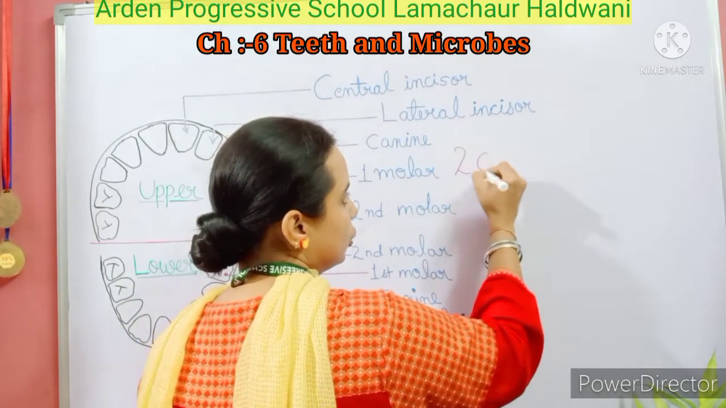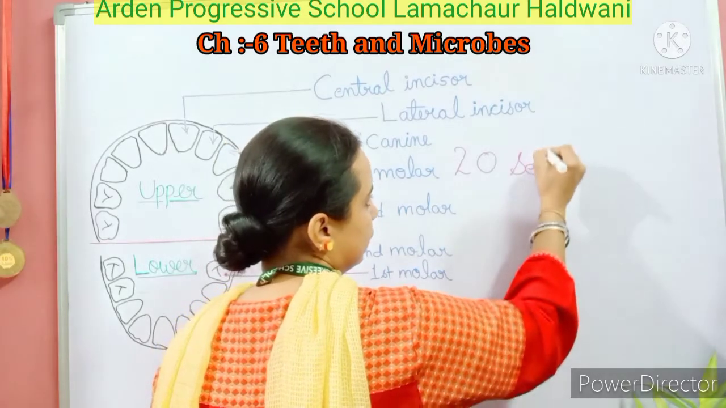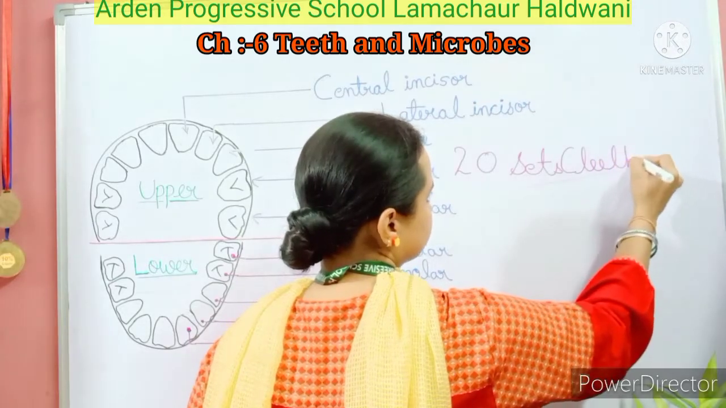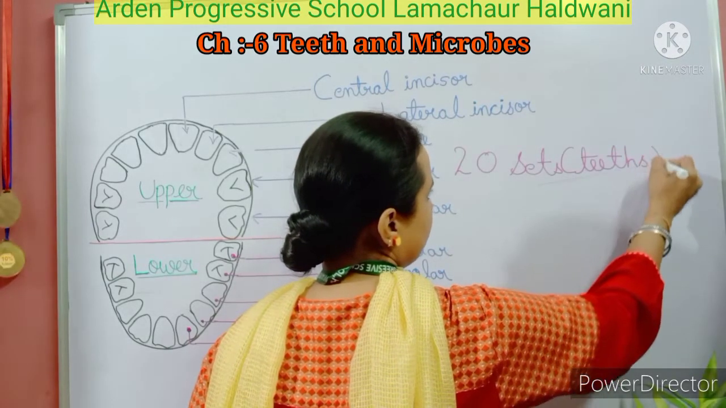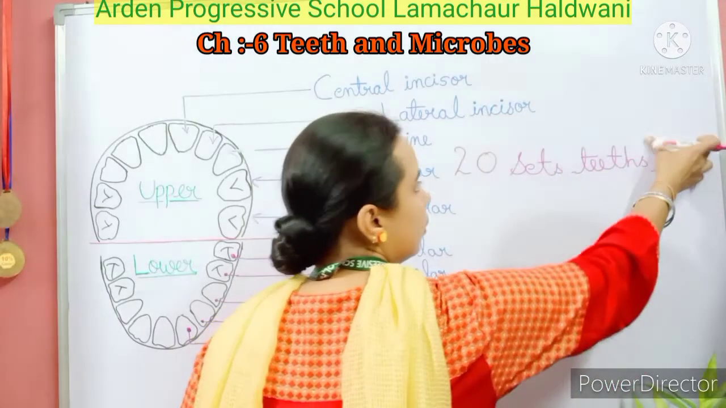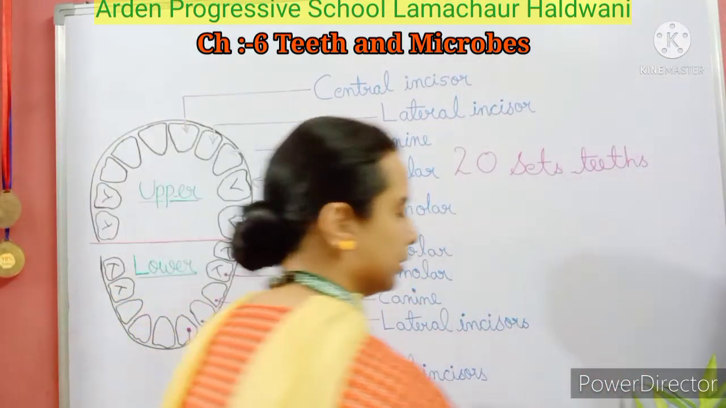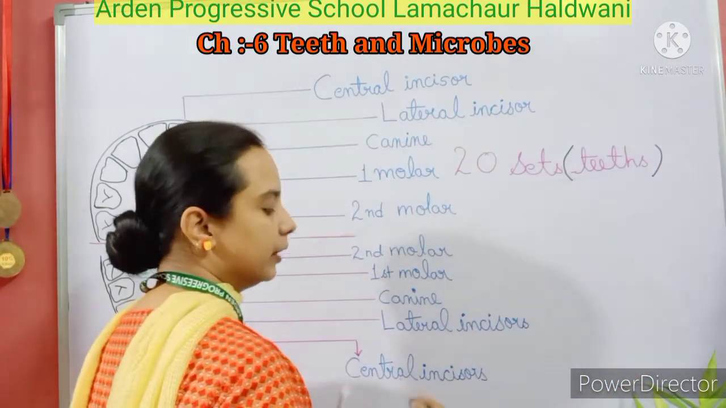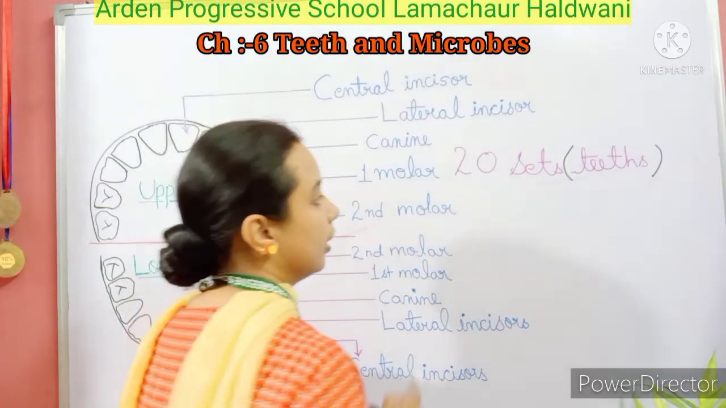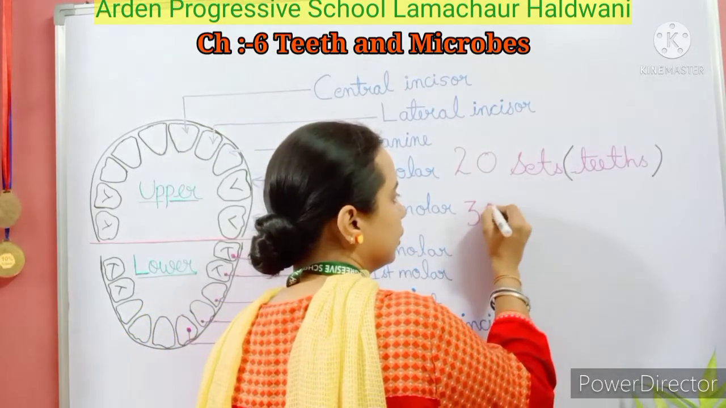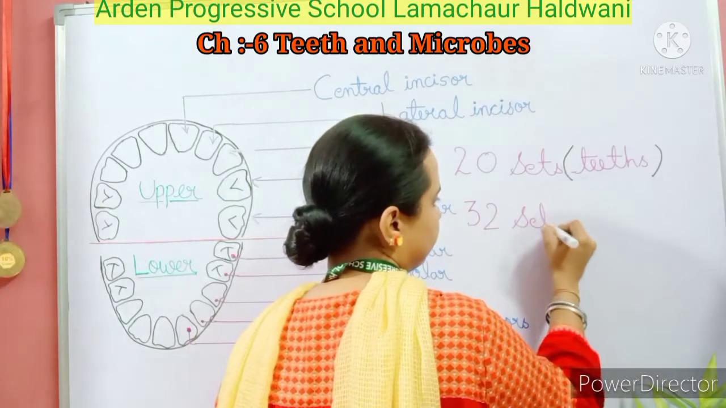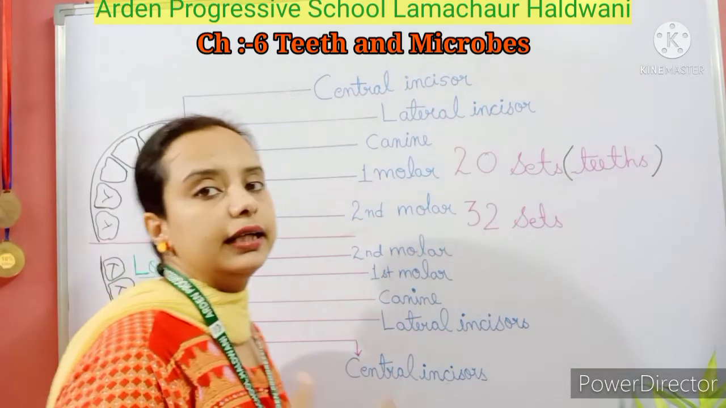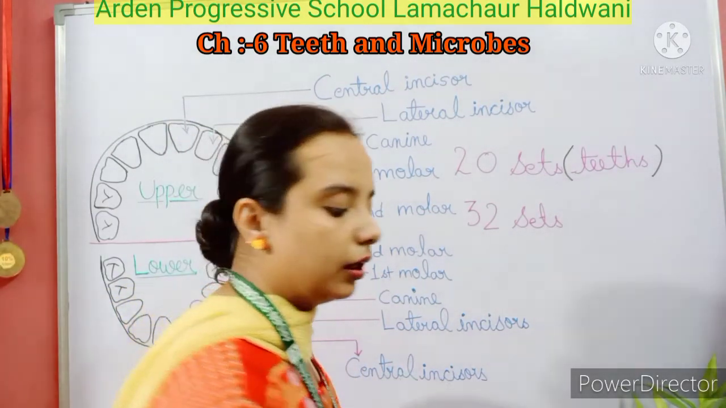As I have told you, there are 20 teeth in small kids. But in the adult, how many teeth are there? There are 32. As I have told you, the dentine formula, the teeth formula, in adults.